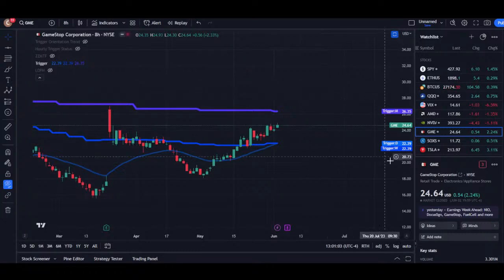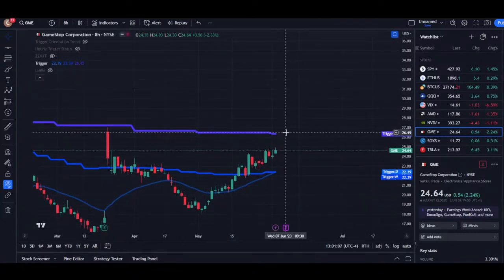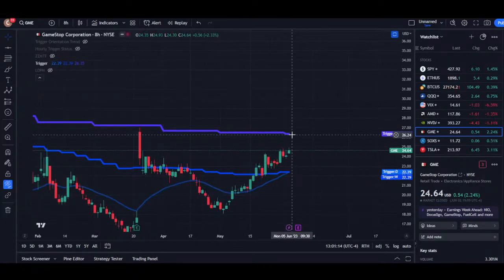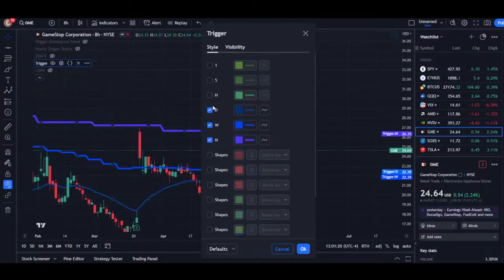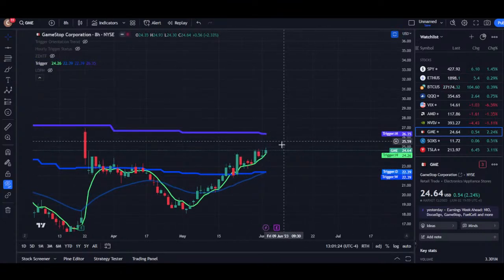Of course, earnings can come and just teleport price straight past the monthly trigger. And if that happens, how do I say this? Just because price breaks above the monthly trigger, it's not an immediate sign to go long. Confirmation would be if the hourly trigger crosses above as well.